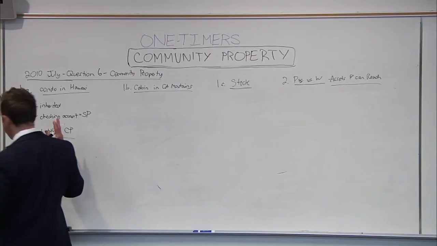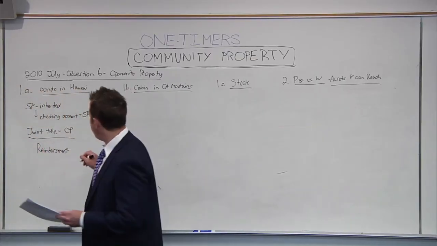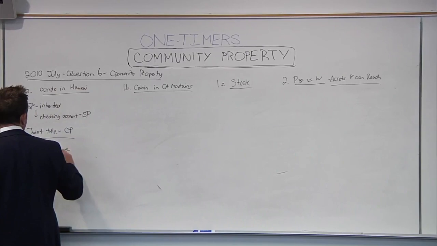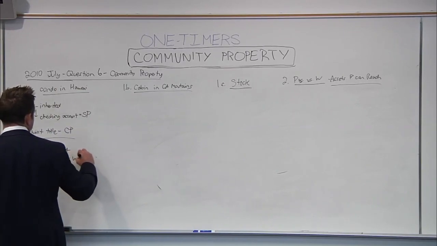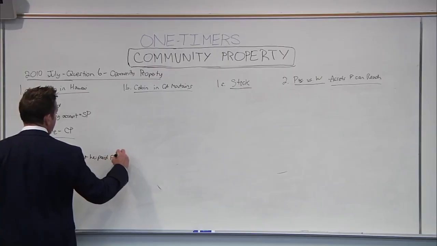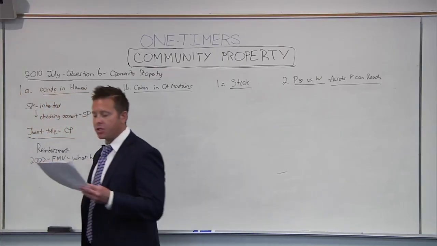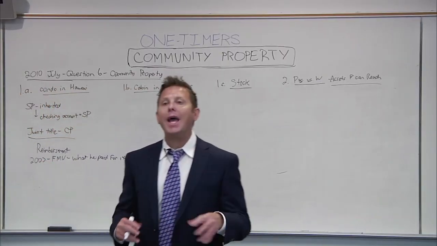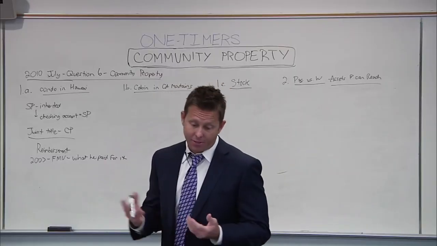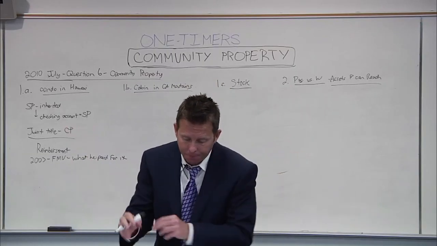So it's the amount, so whatever it was worth in 2003, so 2003 fair market value, which is what he paid for it, will be reimbursed. So he'll get reimbursed the amount of money that he paid for it. Any appreciation is going to be community property because they put it in joint title.